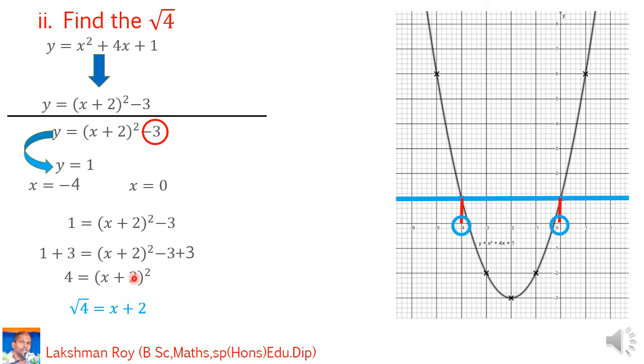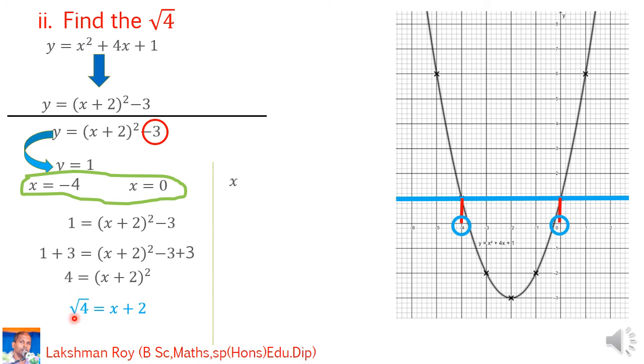That means if you take the square root of both sides, you get the square root of 4 is x plus 2, right? So you can find the square root of 4. How? If you know the value of x. What is the value of x? X is here, right? These are the two values of x, right? Now put x as negative 4 to take one value of the square root of 4, and put the other value, then you can take the other square root of 4, right?